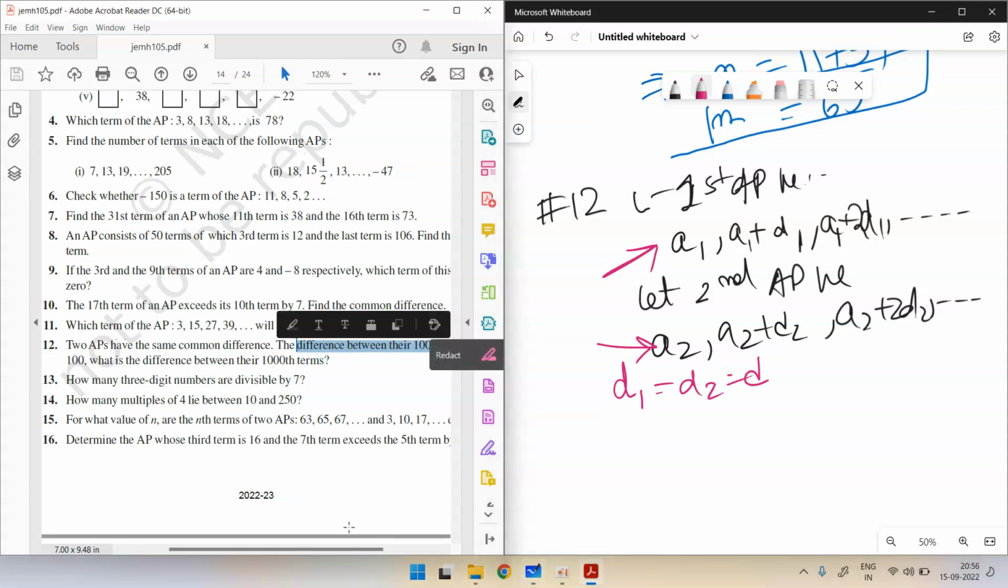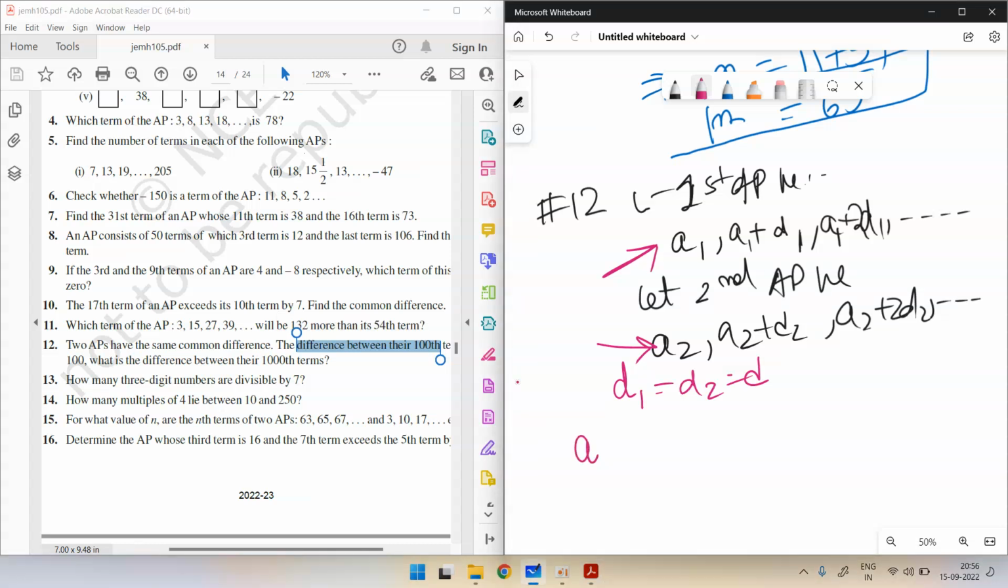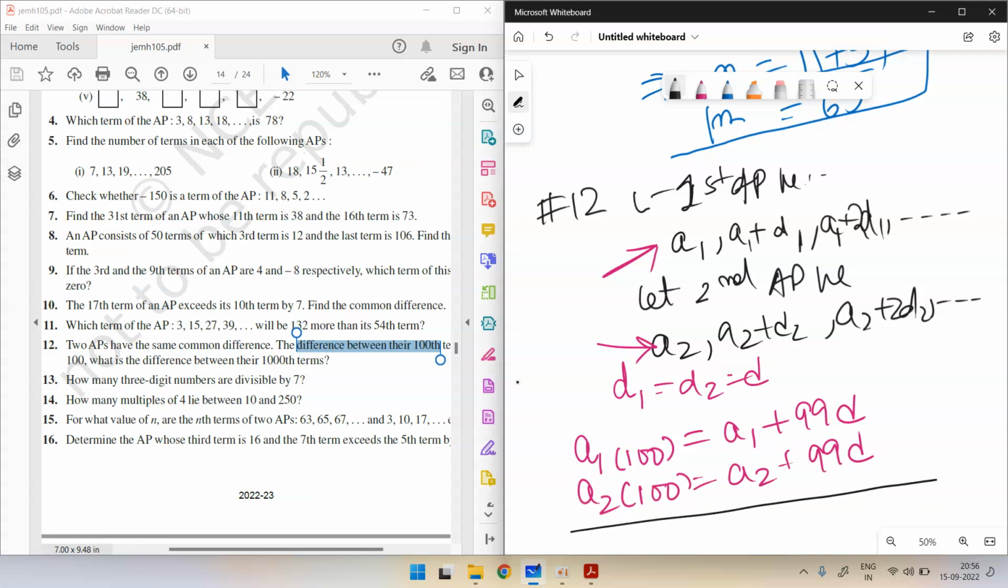The difference between their 100th terms is 100. So the 100th term of the first series, a100, will be A1 plus 99d, and for the second it is A2 plus 99d. Now if you subtract these two, the 99d cancels, and what you are left with is A1 minus A2. This difference is going to be 100.